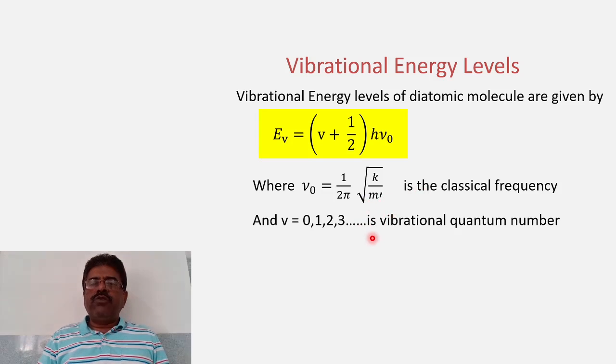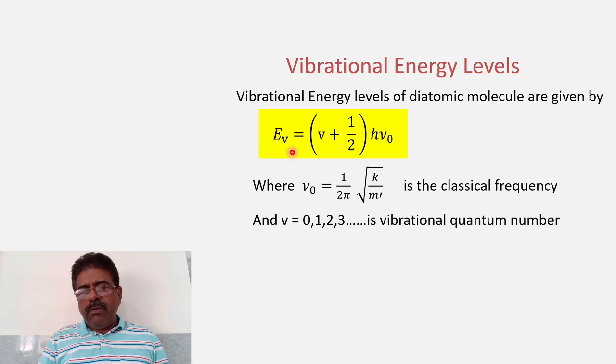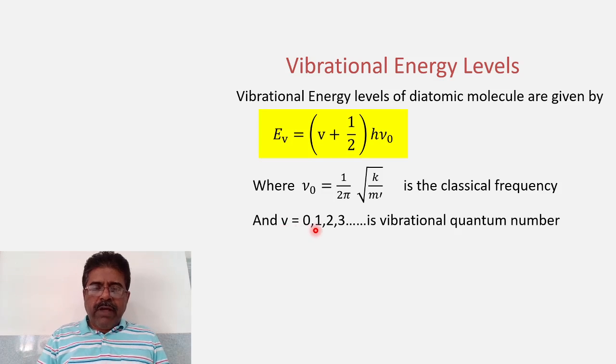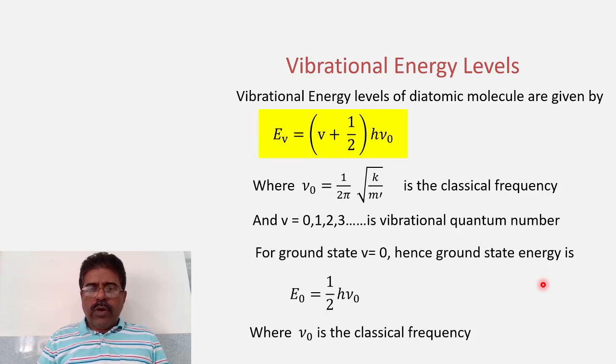We have seen this reduced mass also. And here v is the vibrational quantum number. So you can see that the vibrational energy of a diatomic molecule is also quantized. It cannot take any possible value; only certain discrete values are allowed, and this discreteness of vibrational energy is defined by the vibrational quantum number, which we represent by v. It can take the values 0, 1, 2, 3, and so on.